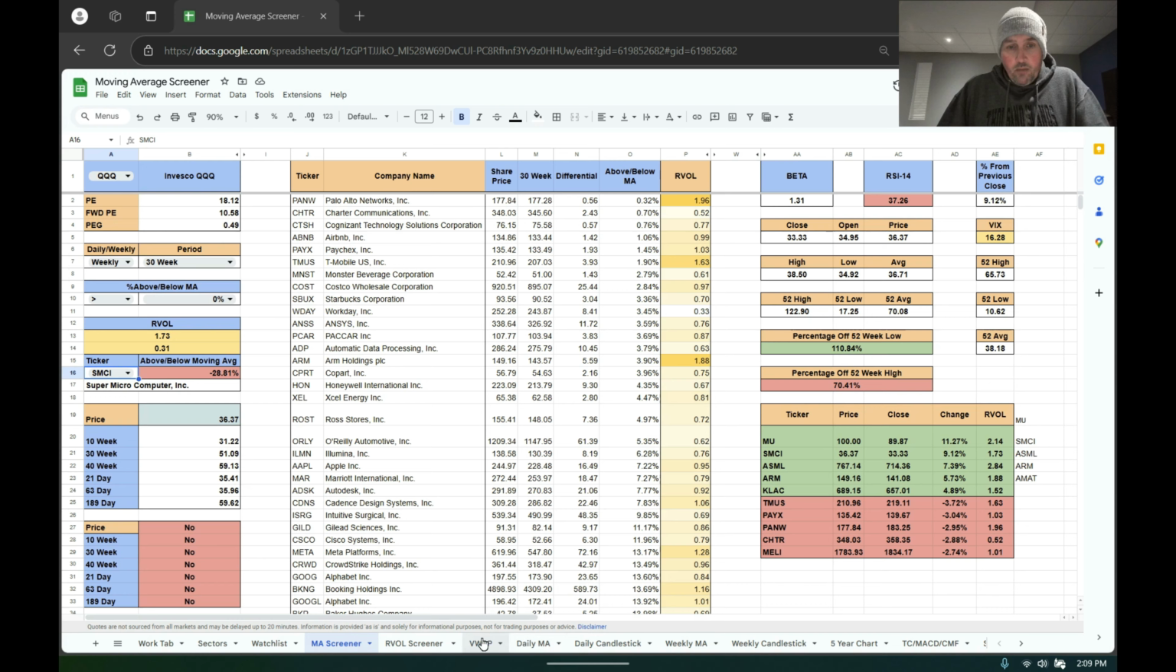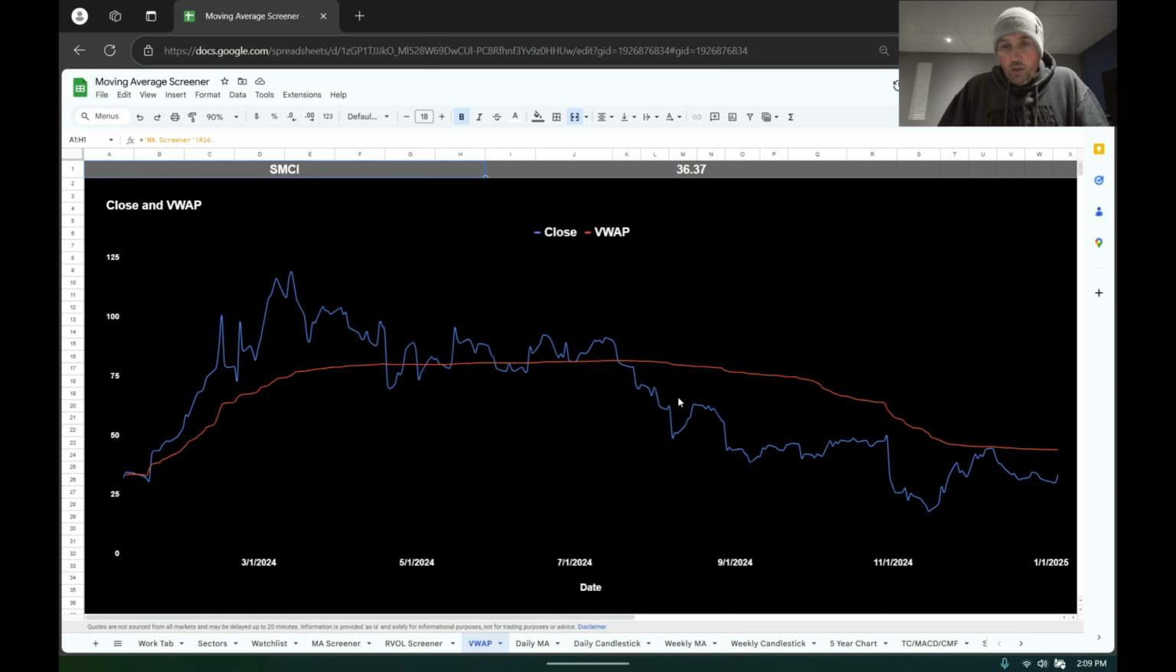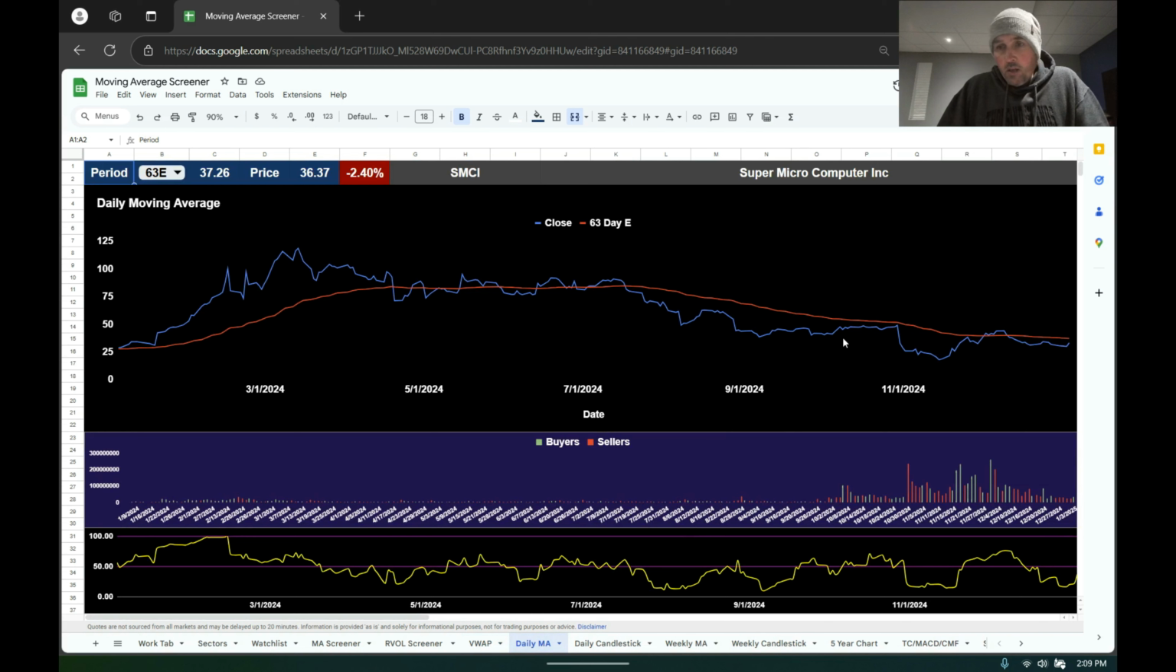If we go to the VWAP, you'll see we are trending down, and we tried to cross VWAP here. This was back on 12.9, and we got rejected, and now it's turning back up. We need to get across 43.87 to get above VWAP on a daily 1-year time frame. Our 63 exponential, we're underneath that too, about 2.4% below it.